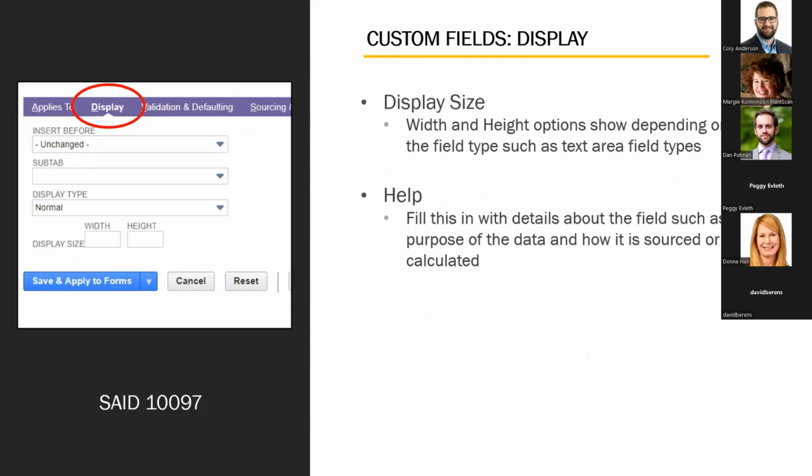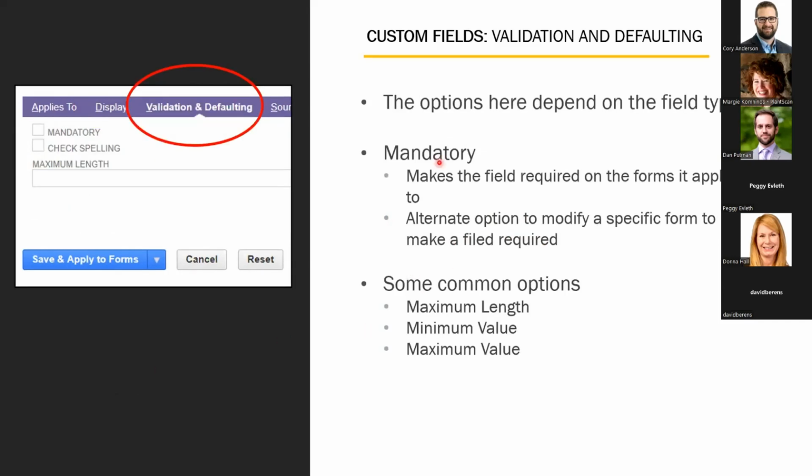Also, depending upon the field type, the width and height options will show under the display. So you have this display size. It doesn't always show, but depending upon the field type, it will show up there. And then the help, and I talked about this before, fill this in with details about the field, such as the purpose of the data and how it is sourced or calculated, which we'll talk about sourcing and calculating too.